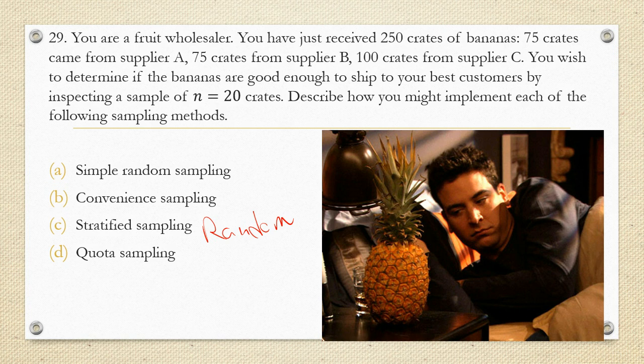A quota sampling, you put them in their groups, and you pick the 6 from A, you pick the 6 from B, and you pick the 8 from C. It's your choice. There's no randomness in a quota sampling. All right? Well, that's it.